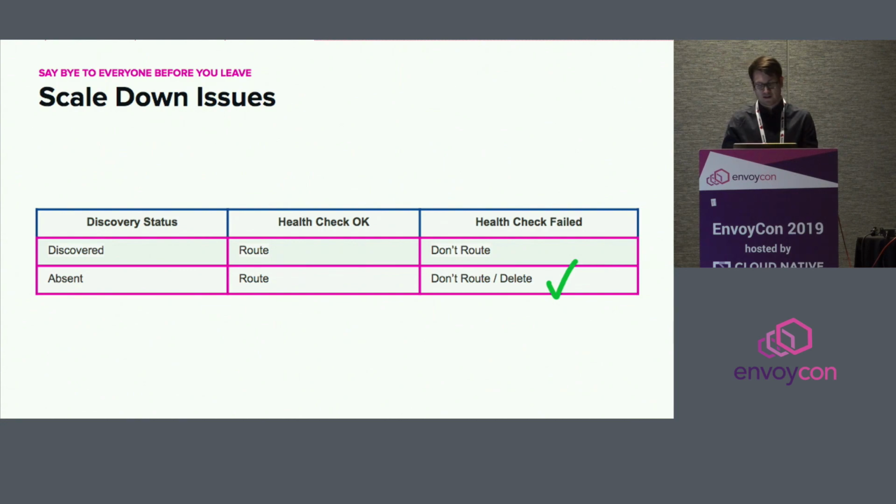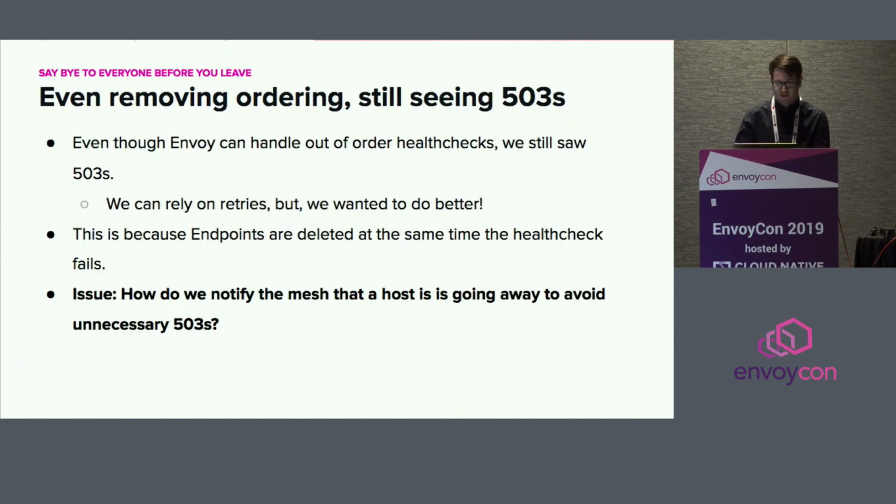Everything's great. It's respecting the holy table. So even after we fixed that bug, though, we started seeing still some more 503s. So we were digging into this. We could rely on retries, but we wanted to do better. We didn't want to just let this happen. So, like I said earlier, we added that draining endpoint. We wanted to take advantage of that and somehow notify the mesh that when a host is going away, start draining requests, stop sending it requests.